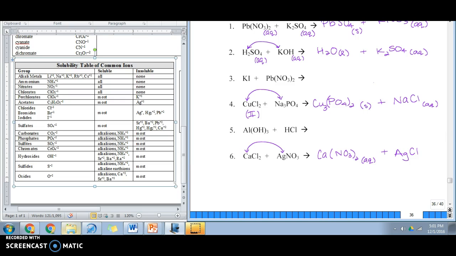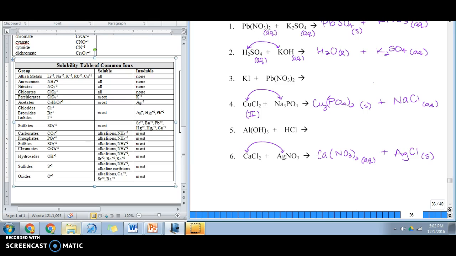Let's find either silver or chlorine in our groups. Here's chlorides. Most chlorides are soluble unless they are bonded to silver, mercury, or lead. Our silver is bonded to chlorine, so this is going to be insoluble, meaning we have a solid.